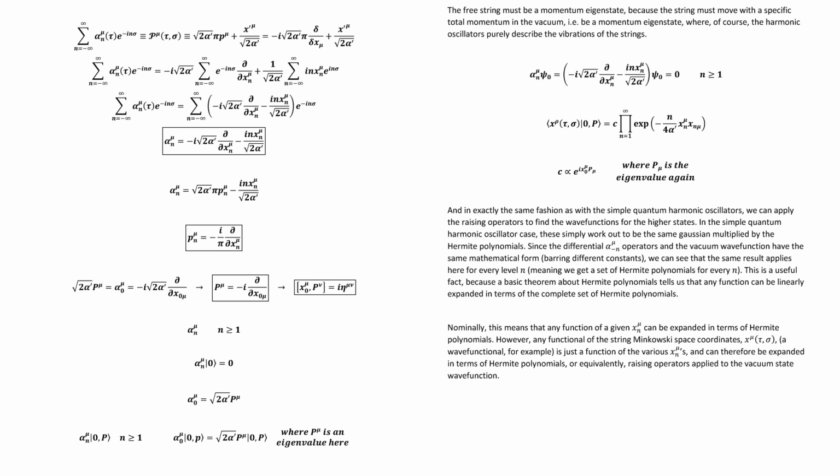This is a useful fact because a basic theorem about Hermite polynomials tells us that any function can be linearly expanded in terms of a complete set of them. Nominally, this means that any function of a given x_n^μ can be expanded in terms of Hermite polynomials. However, any functional of the string Minkowski space coordinate x^μ, a wave functional for example, is just a function of the various x_n^μ's, and can therefore be expanded in terms of Hermite polynomials, or equivalently raising operators applied to the vacuum state wave function.